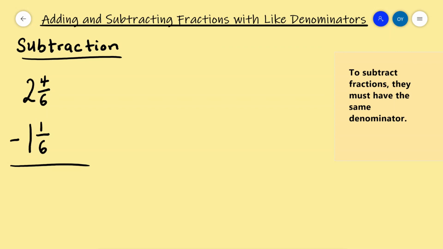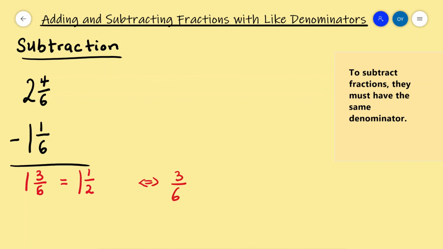We have 2 whole number, 4 over 6, minus 1 whole number, 1 over 6. So here you subtract the whole numbers, 2 minus 1, that is 1. 4 minus 1 is 3, then the denominator is 6. So we have 1 and 3 over 6. 3 over 6 can be reduced to a fraction in the lowest term by dividing by 3. So we have 1 whole number, 1 over 2.